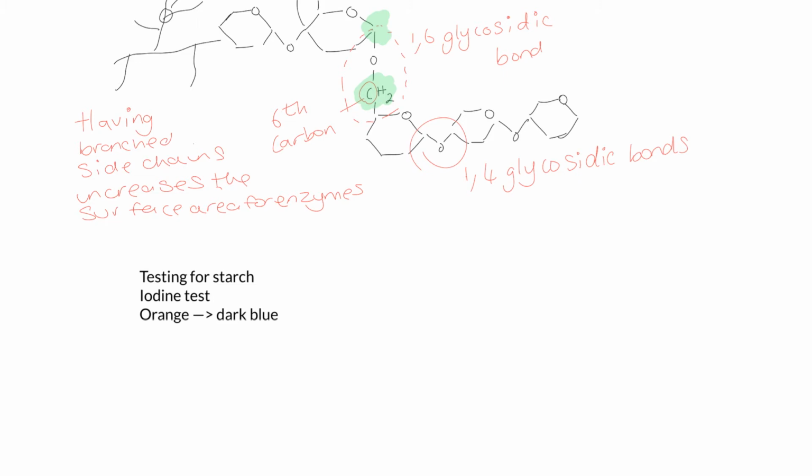Interestingly, and you absolutely don't need to know this, when iodine interacts with the amylopectin, it actually turns a purpley red colour, but you never see this because the blue colour that you see with the amylose totally overrides that purpley red colour. So what we see is that dark blue colour when iodine interacts with starch. So that's everything you need to know about the structure and function of starch.